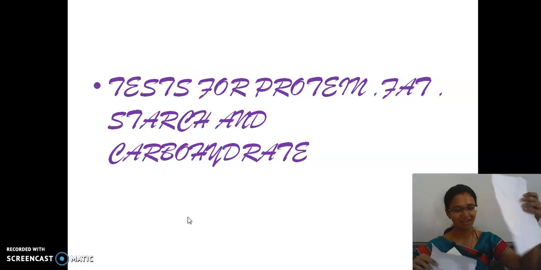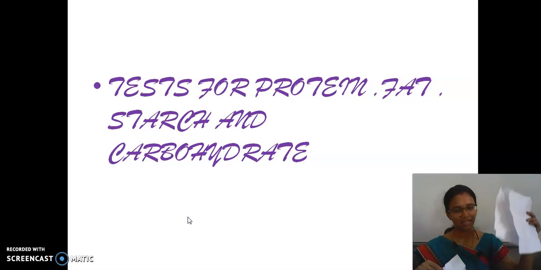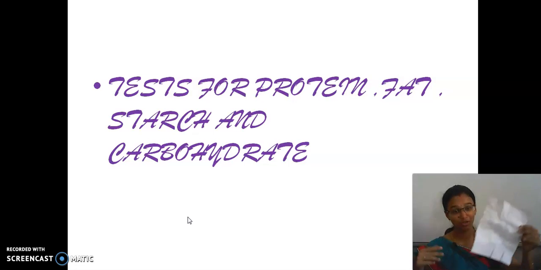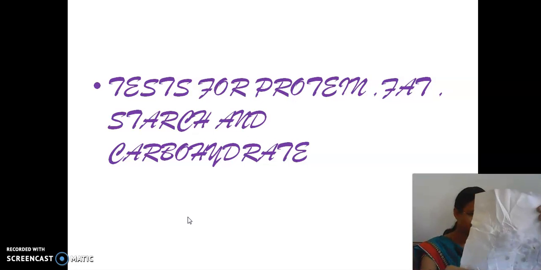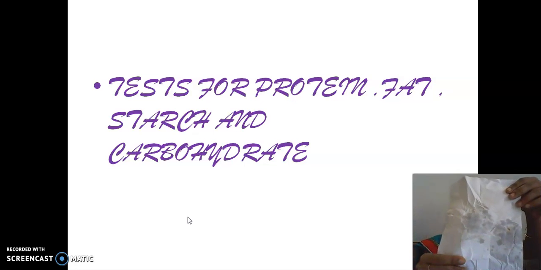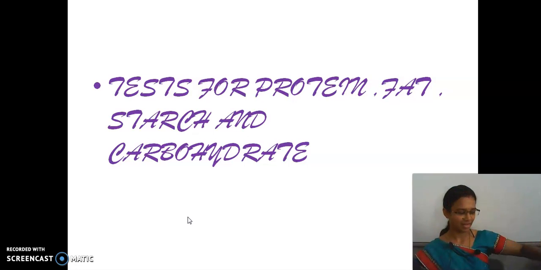Potato does not contain fat, and then pulses do not contain fat in it. But cashews contain, see here, oily patches. Cashews contain fat in it. So from this we can conclude that pulses contain protein and then cashews contain fat. So I hope you all are clear with these two tests, right? Next we will have a short recap.